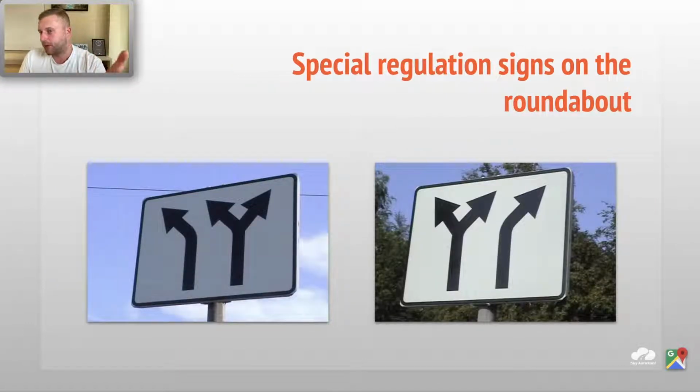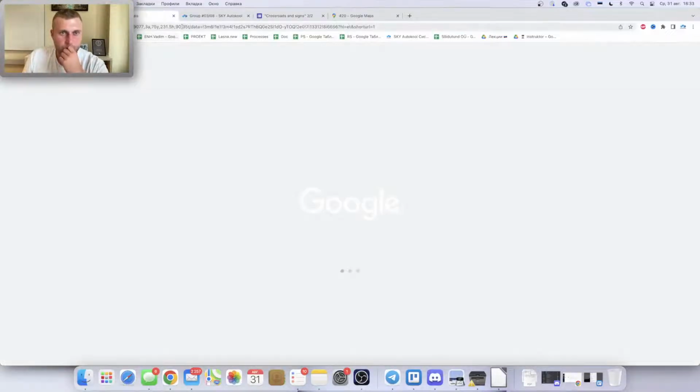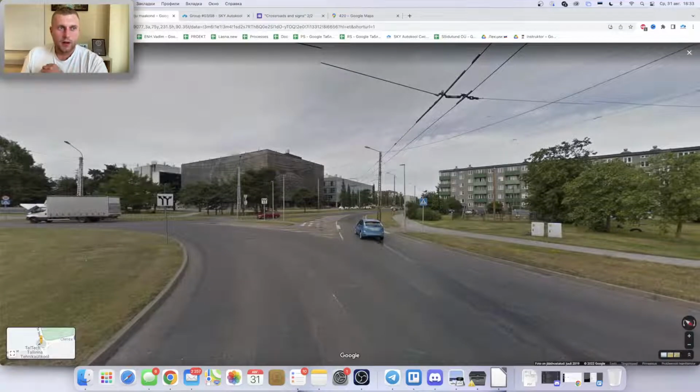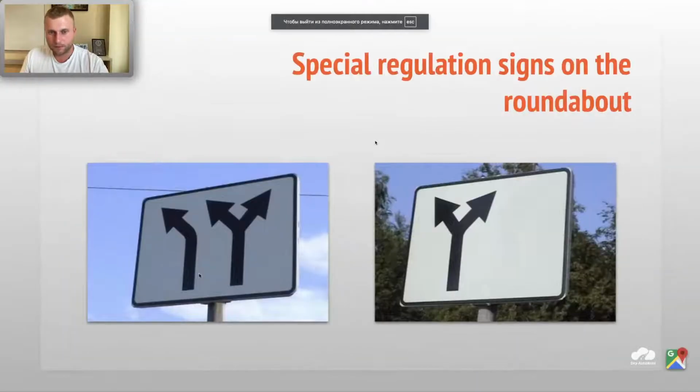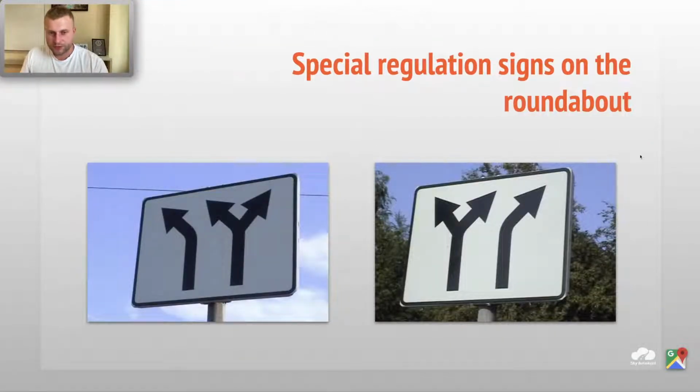Okay, talking about the special regulation signs finally. I'll try to teach you how to read them more easily, let's say. So basically we always have two options. Option number one or number two. On every roundabout, only two options. Actually, it's not hard to remember, right? Only two options in that situation.